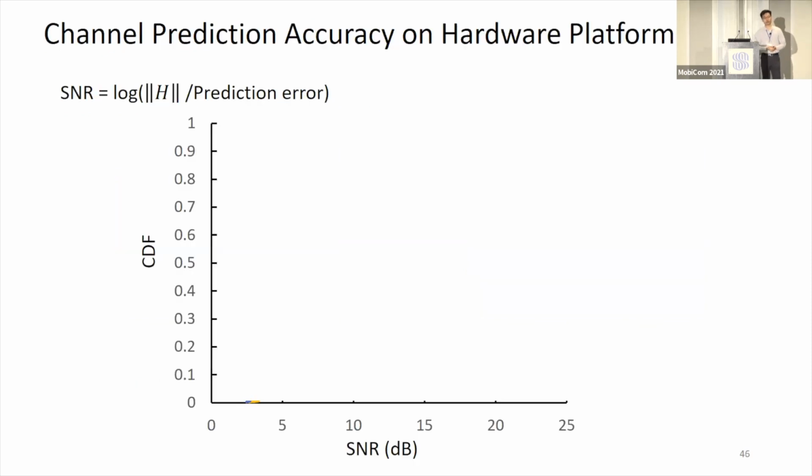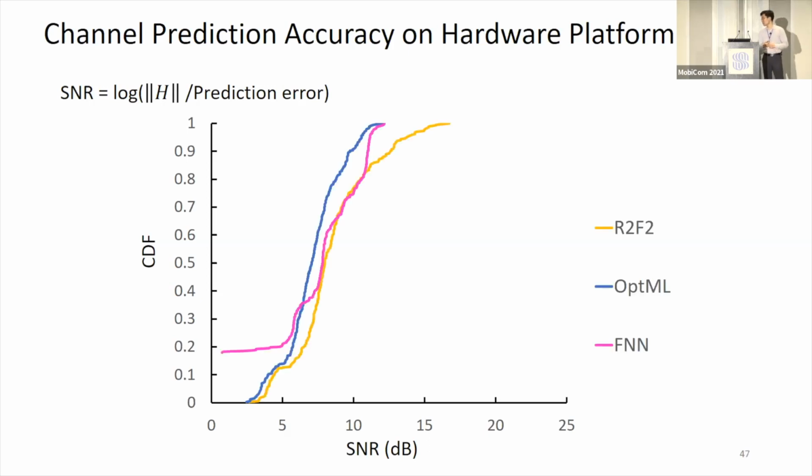Now, I will show you the channel prediction accuracy using our custom hardware platform. The x-axis represents the achieved SNR in dB, and the y-axis is the CDF value. More accurate channel estimation will deliver higher SNR.